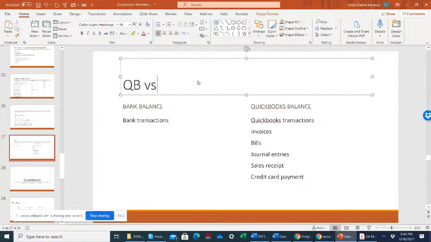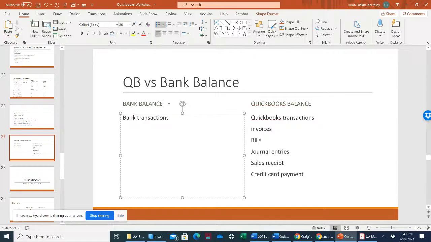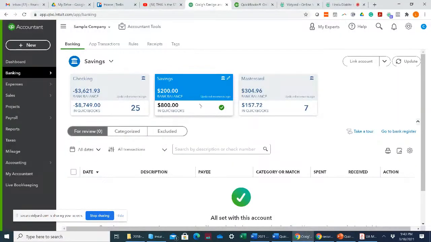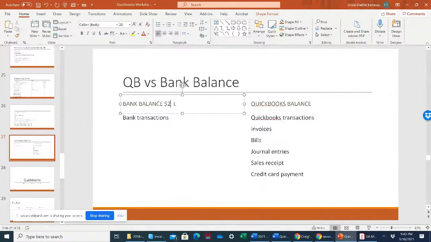So I'm going to go here, versus bank balance. So this one here, let's say the bank balance is 200. Books say it's 800. So that's a difference of $600. As a business owner or a bookkeeper or an accountant, you have to ask yourself, if this was one of my clients, I would say, hmm, QuickBooks says 800, bank balance has 200. Is that reasonable?